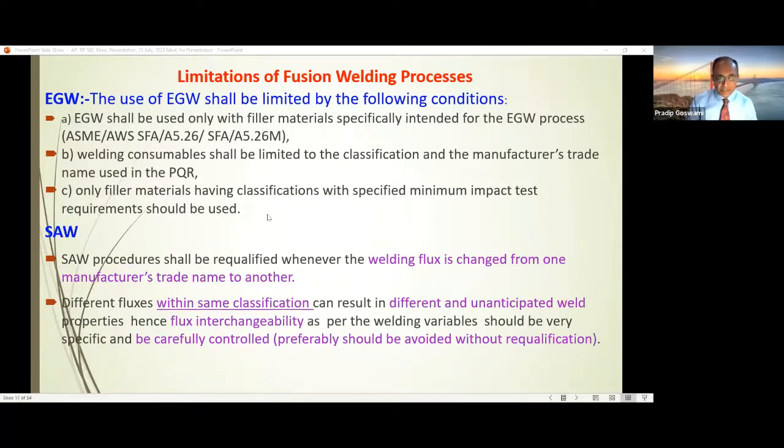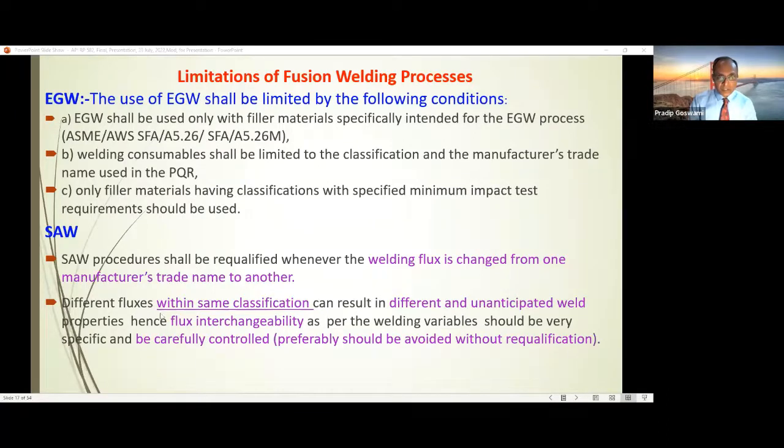Submerged arc welding is a very popular process for pressure vessel, any shop fabrication, as well as for field fabrication in cases. And it tells that SAW procedures can be requalified when the welding flux is changed from one manufacturer's trade name to another. That is very specific because you know very well that in subarc welding, the heart of the subarc welding is the flux. And once you change the flux, definitely a lot of things can happen. So a change of flux will necessitate the requalification of welding procedure.